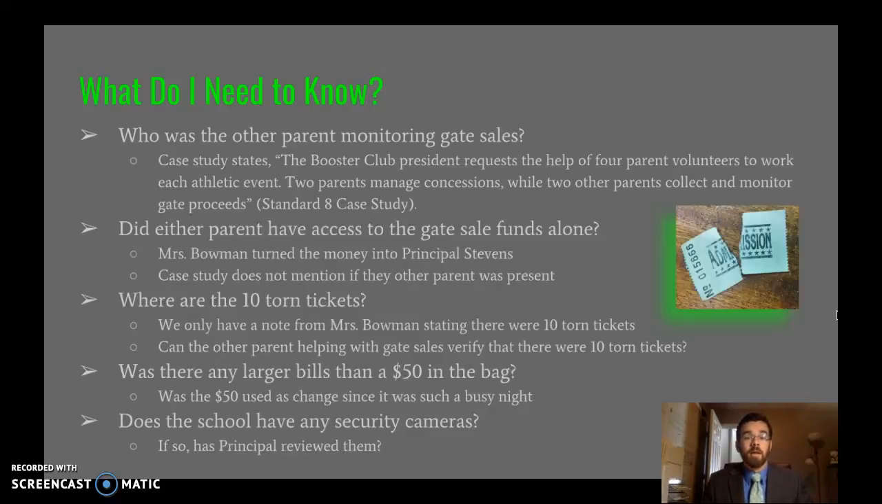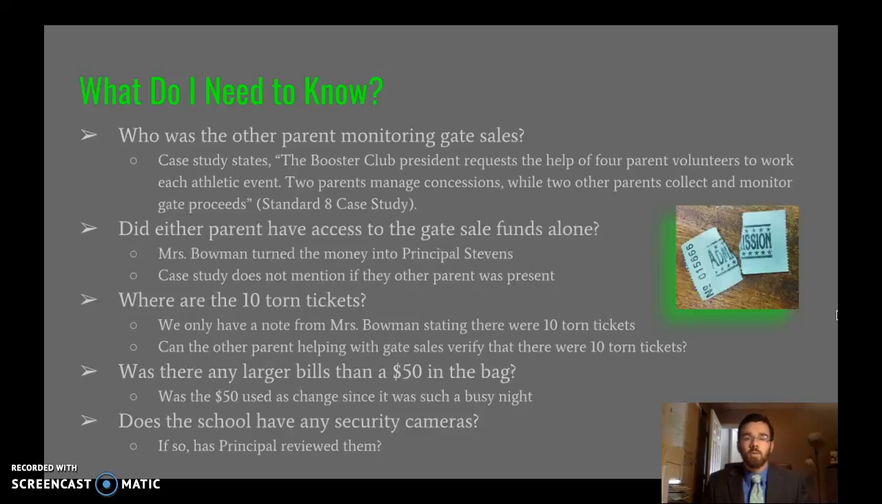Number 2, did either parent have access to the gate sale funds alone? Was there ever a time where Mrs. Bowman or the other parent, we don't know, ever had access alone? Because Mrs. Bowman turned the money in to Principal Stevens. It doesn't say if the other parent was there. The case study does not mention if the other parent was present for this.